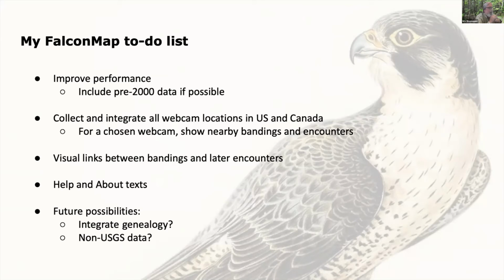Also, I hadn't really thought about it, but if the data is in such a shape that I can use it, the genealogy would be interesting. You could click on a particular record and it would show you the records of the ancestors and the descendants of that banded falcon, as long as they had been banded and would show up in the system. That's an interesting possibility that hadn't occurred to me until just today. We'll see if that's possible or not.